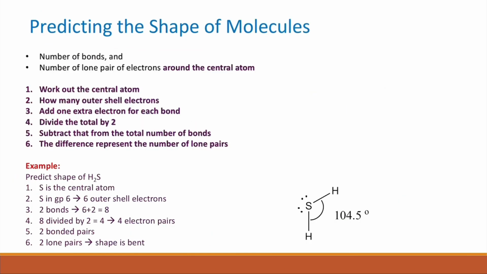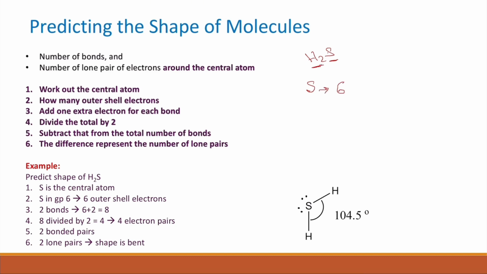How to predict the shape of the molecule? To determine the shape of a molecule, you need to follow the following steps. First of all, you need to find the central atom, and then you need to find how many bonds there are. So if we have something like hydrogen sulfide, H2S, the central atom here is sulfur, because this is the atom where all the bonds are around, and we have two bonds around it. The central atom has six outer shell electrons because sulfur is in group 6. So the number of electrons in the outer shell is six.